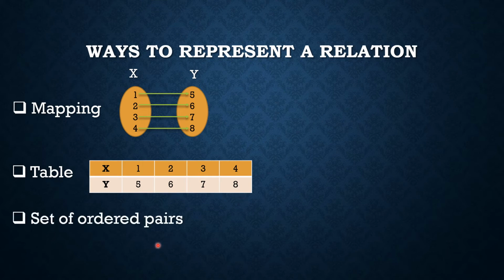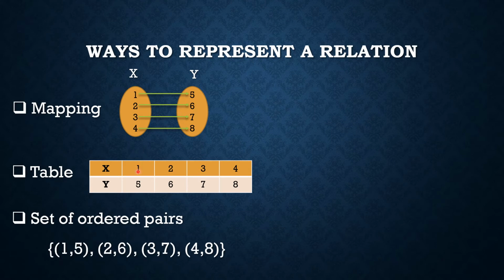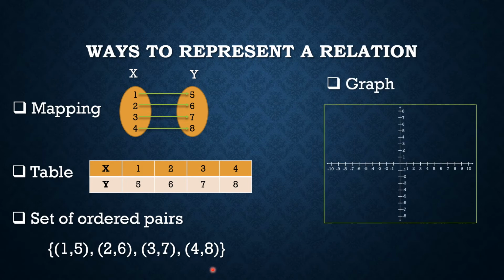We can also express this relation as a set of ordered pairs. So technically, pa-partner lang natin si X and Y. So we have 1, 5. We also have 2, 6, 3, 7, and 4, 8. We can also show the relation by means of a graph. Meron tayong Cartesian plane. I-plot lang natin yung points. For example, we have 1, 5, 2, 6, 3, 7, and 4, 8. So these are the different ways to represent a relation.